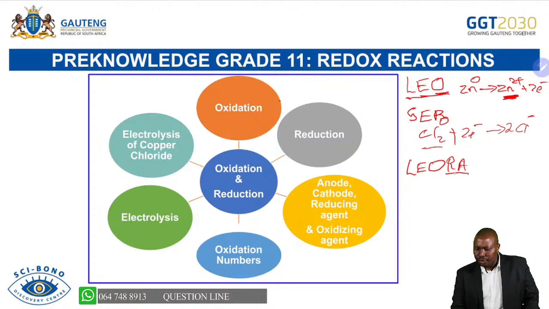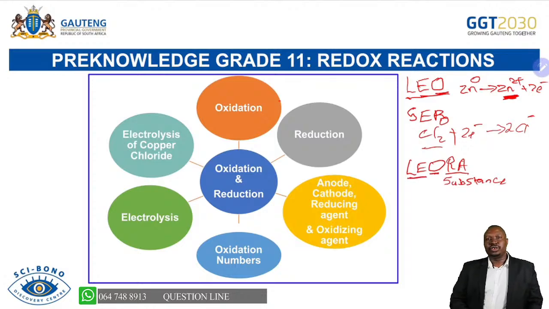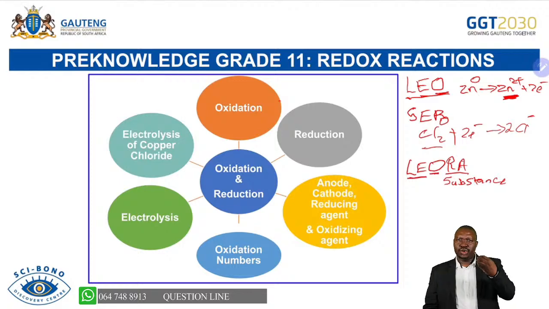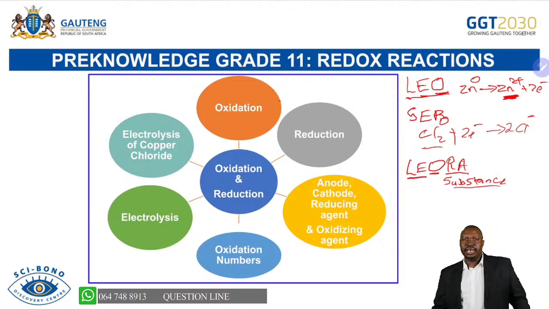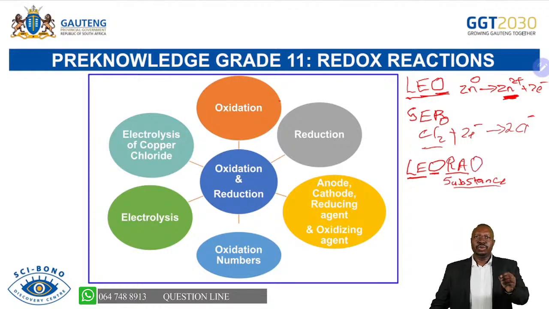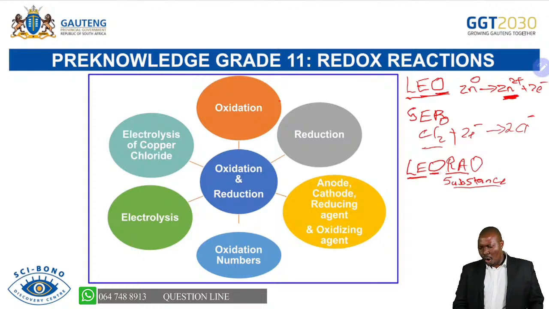You are simply saying a reducing agent is a substance that undergoes oxidation, or is a substance that loses electrons. So the main thing there on the reducing agent is the issue of the substance. A reducing agent is a substance that loses electrons, or a substance that undergoes oxidation, or a substance that is oxidized. So this mnemonic is there to help you remember that we have loss of electrons, which we call oxidation, and this substance that undergoes oxidation, we call a reducing agent.